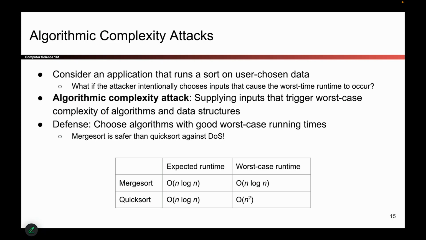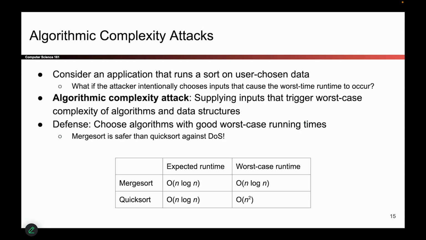So if that's something you're worried about and you're concerned about denial of service, maybe your sorting algorithm service should use merge sort because it has the best worst case running time. In other words, there is no doomed input that the attacker can provide that will cause you to exhaust all of your resources. So that's one possible defense, is to use these safer algorithms that don't have inputs that will cause your system to exhaust all of its resources.